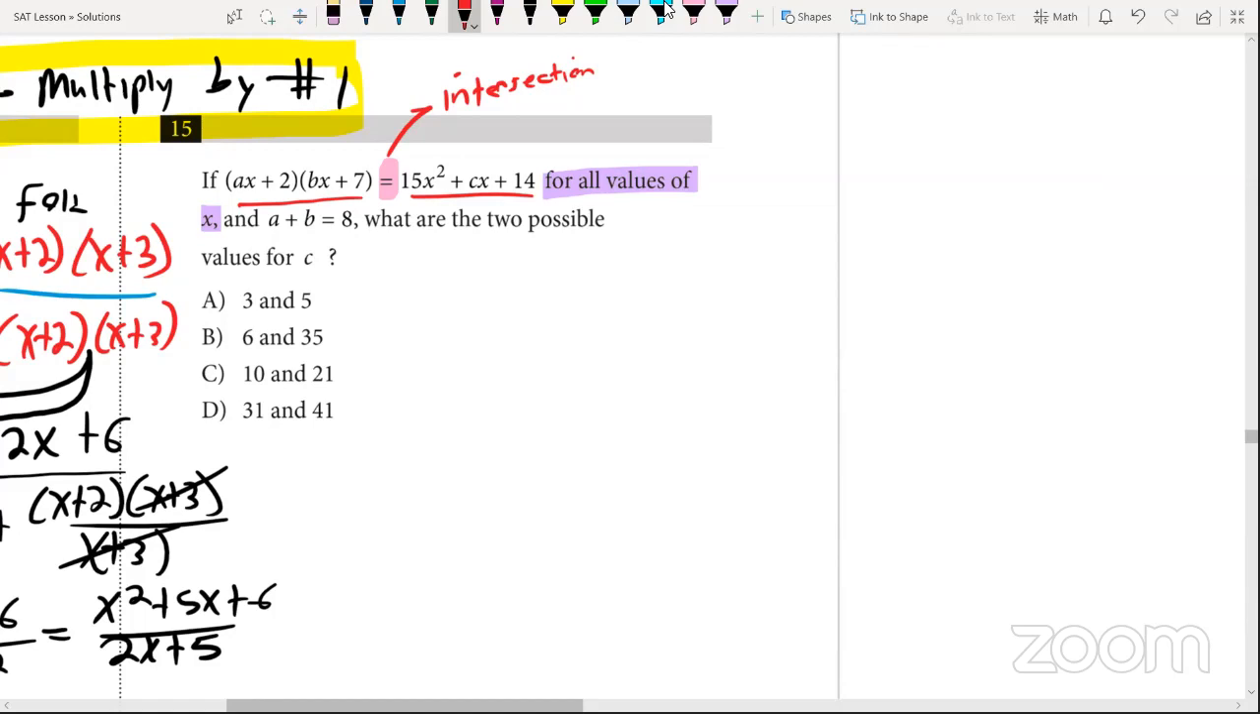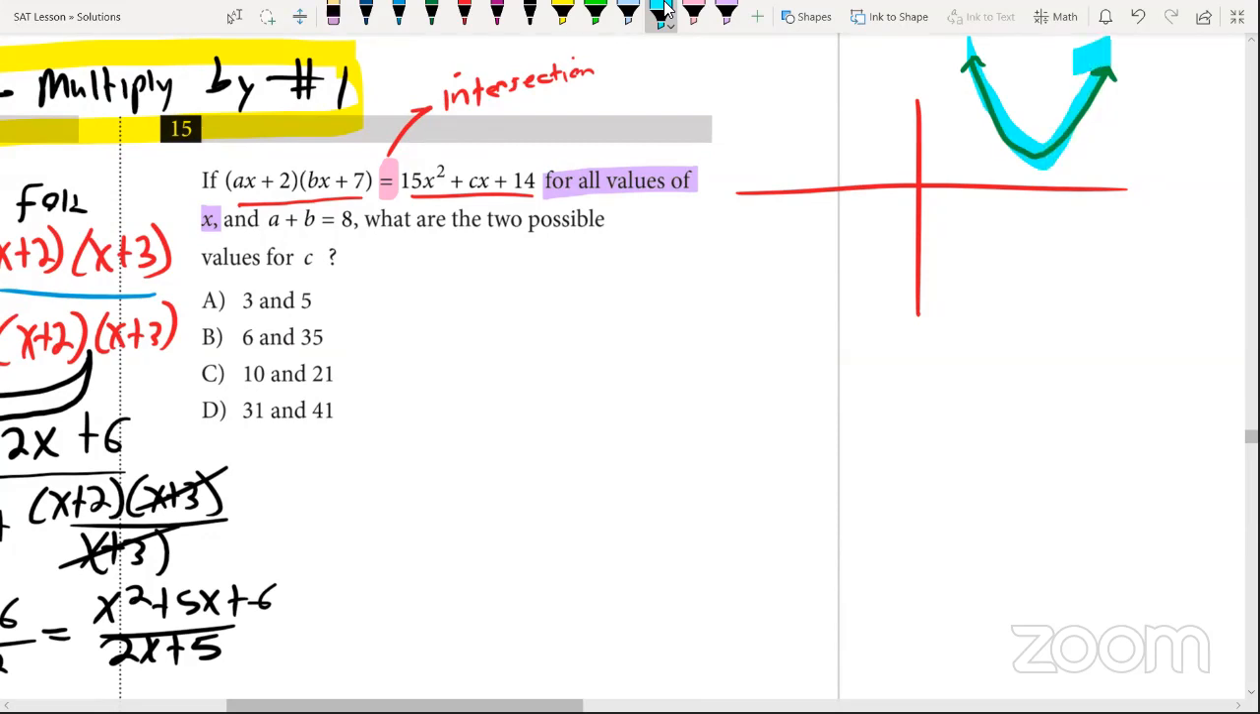So what does it mean? It means that if I were to graph the first one, this is not the true graph of it, but just for conversation's sake, if I were to graph the first one, it would look something like this, let's say, just guessing. And if I graph the second one, I would notice that it's actually the same one, because they are intersecting for all values of x. So they're saying that they're the same curve as each other.